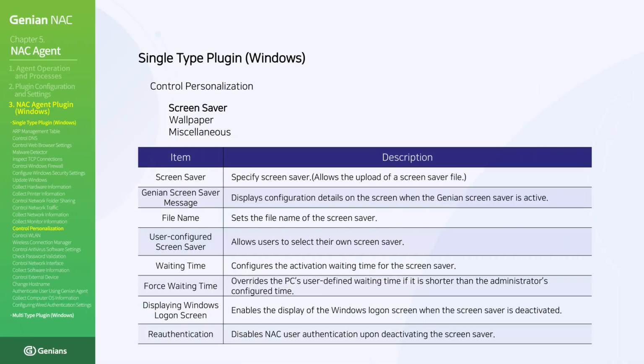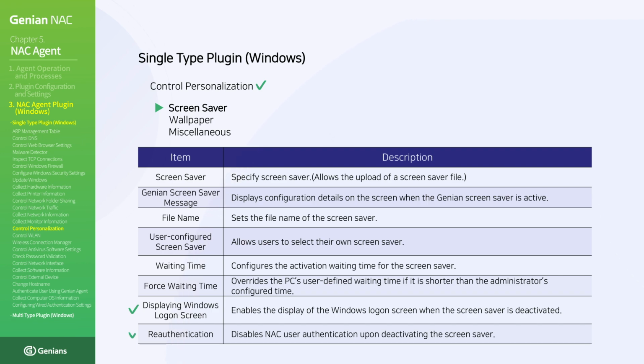The Control Personalization plugin configures settings for screensavers, wallpaper, and miscellaneous. For the screensaver settings, the plugin collects information about the current screensaver in use and provides features to enforce a user screensaver or fix the waiting time. Additionally, it allows enabling the Windows Logon screen display to show the logon screen when the screensaver is deactivated.